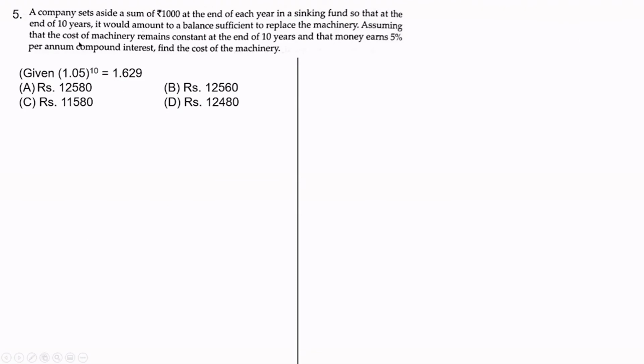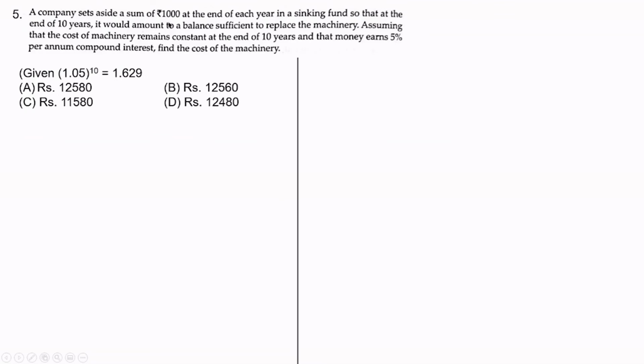Moving on to the next question. A company sets aside a sum of rupees 1,000 at the end of each year in a sinking fund so that at the end of 10 years, it would amount to a balance sufficient to replace the machinery. Assume that the cost of machinery remains constant at the end of 10 years and that money earns 5% per annum compound interest. Find the cost of machinery.